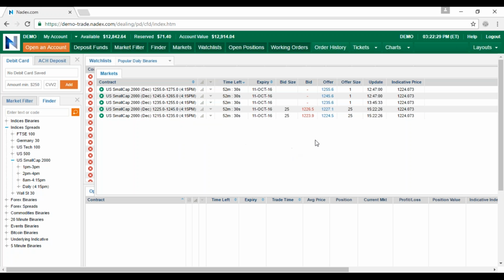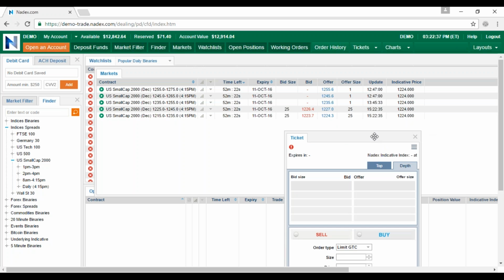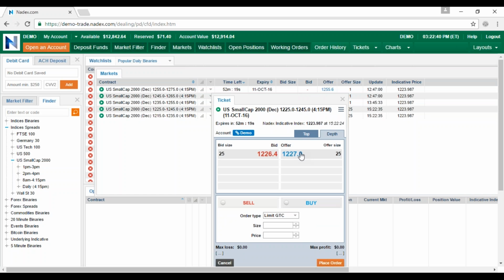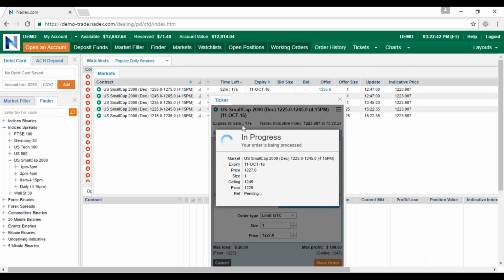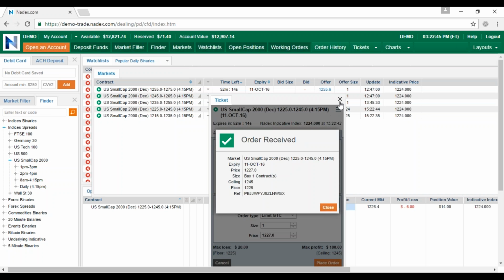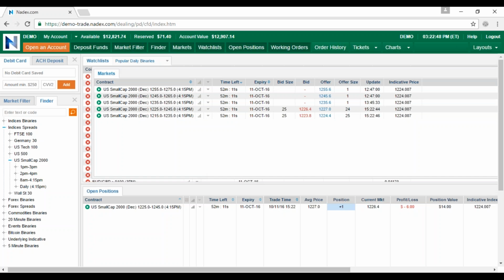So, real quick, if I were to buy this spread right here, okay, I'm just going to buy it in my demo account, just to give you a quick example here. So if I were to buy this spread right here, where did I buy it at? Average price right here. I bought it at $12.27. So I can hold this spread until expiration. It expires in 52 minutes or 51 minutes, right? Okay. So I can hold this until expiration.